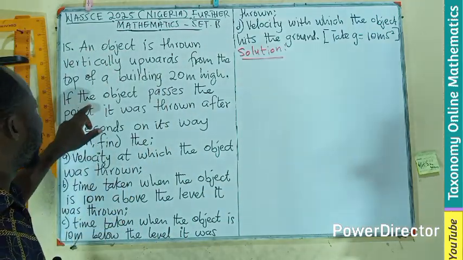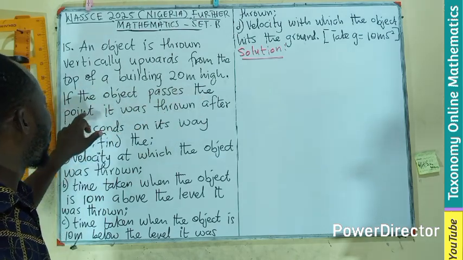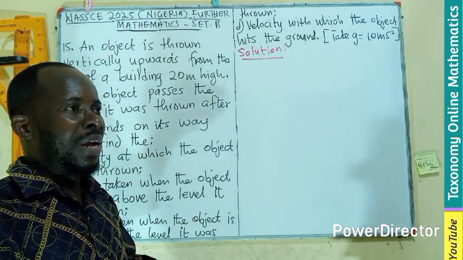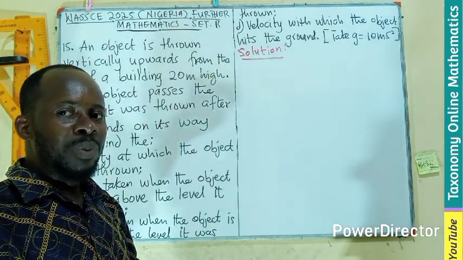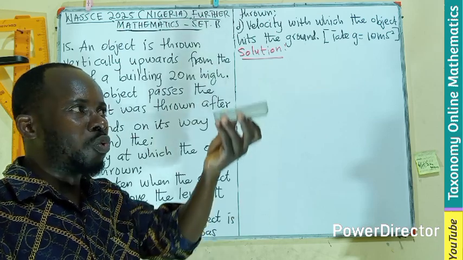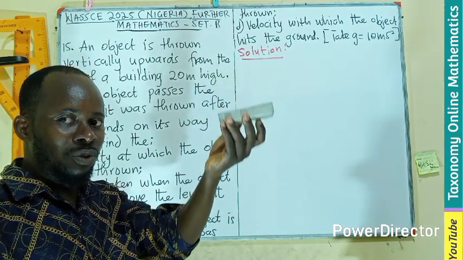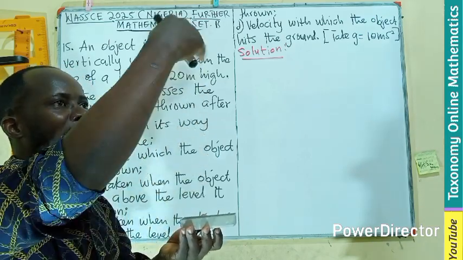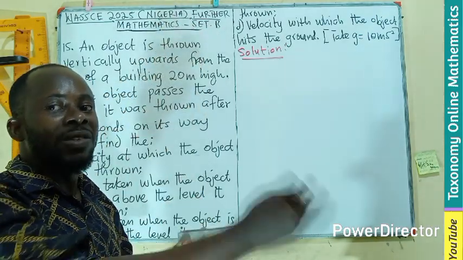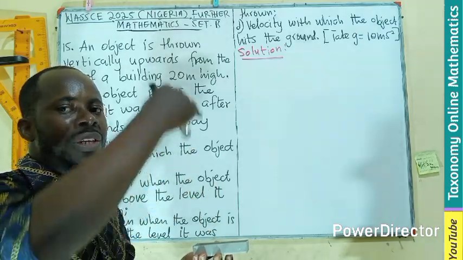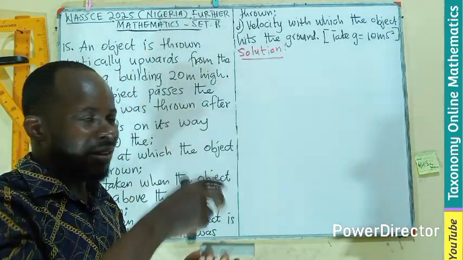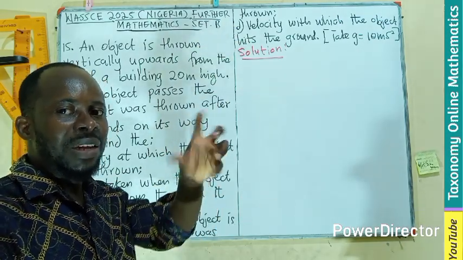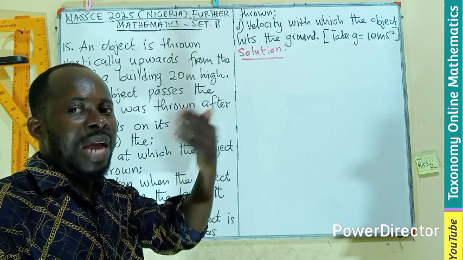Now, remember, we were told that the object passes the point it was thrown after 4 seconds. So when I throw it, it comes back to this place. It means the time it spent to reach the top will be the same time spent to come back to where I threw it before it finally goes down. So if from here to here, coming back to this place, is 4 seconds, it means the time taken to reach the maximum height will be 2 seconds. The time taken to come back to where I am throwing it will be 2 seconds. Give us a total of what? 4 seconds. So the time is known.